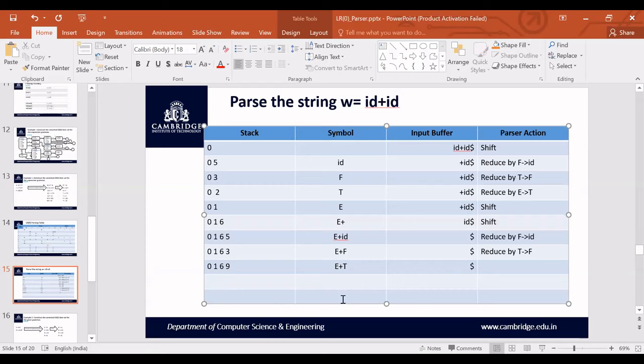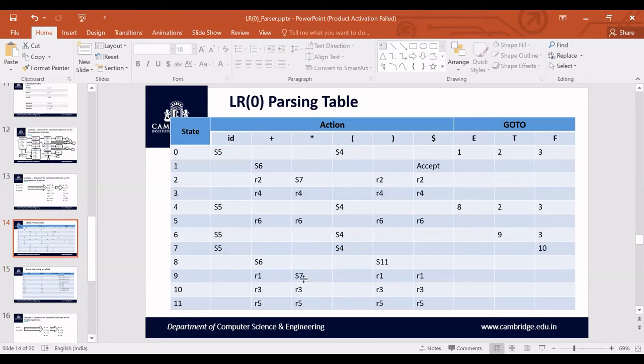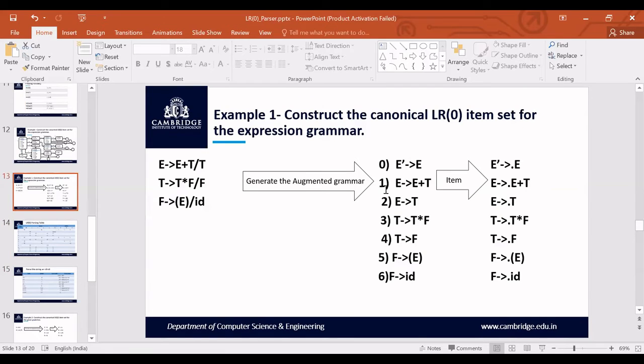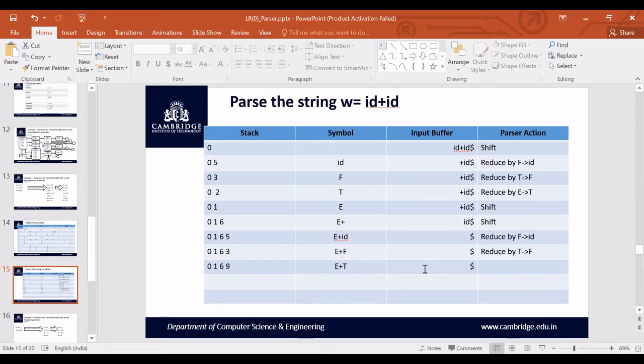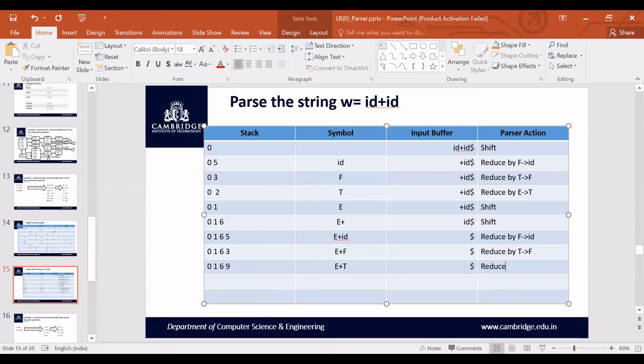So what is 9 on dollar? 9 on dollar is R1. It is a reduction step. What is R1? What is the production with number 1? E derives E plus T. So reduce by E derives E plus T.